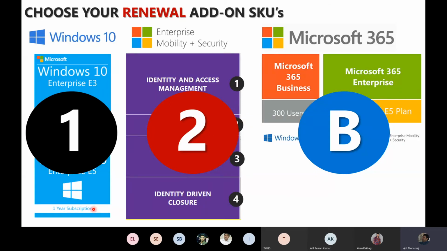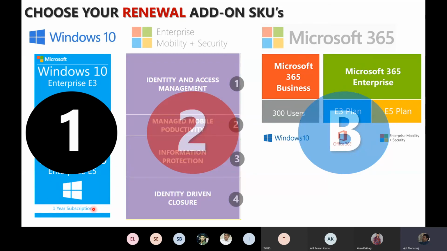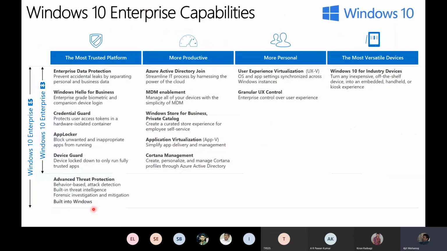So if you have an endpoint that you want to protect really hard, that's Windows 10. If you want to get into the whole EMS zero security game, please look at the EMS part. And of course, if you want to bundle it all, because you can move from O365 to M365, it's much cheaper for you. So Windows 10, very briefly, we already saw this.